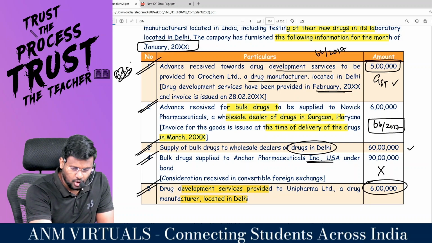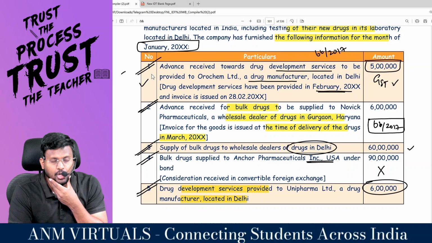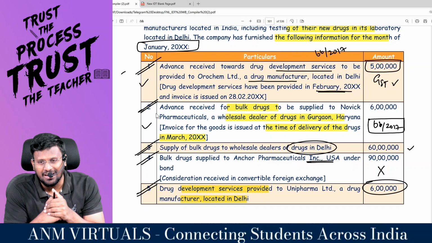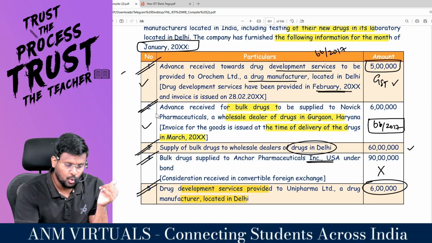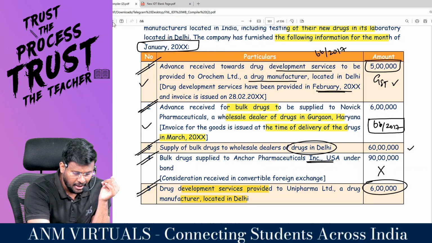For this advance of services, will GST be applicable or not? Yes, sir. Now GST will be applicable. Because date of invoice or date of payment, whichever is earlier. Amount received for bulk drugs, for goods, are you liable to pay GST now? No. Notification number 66/2017.